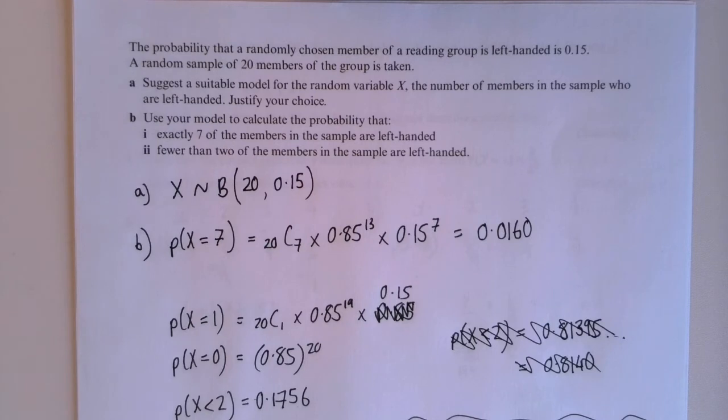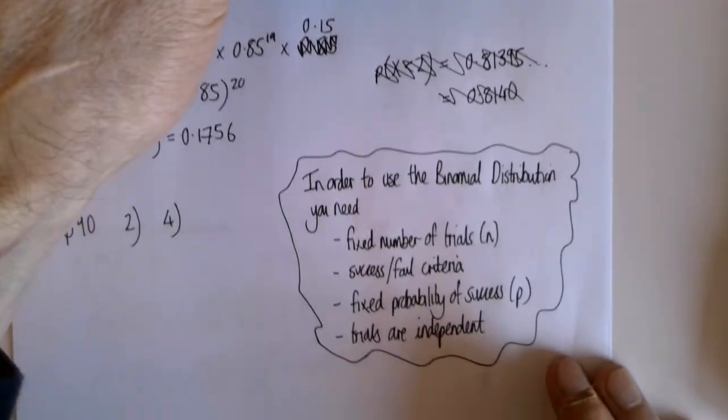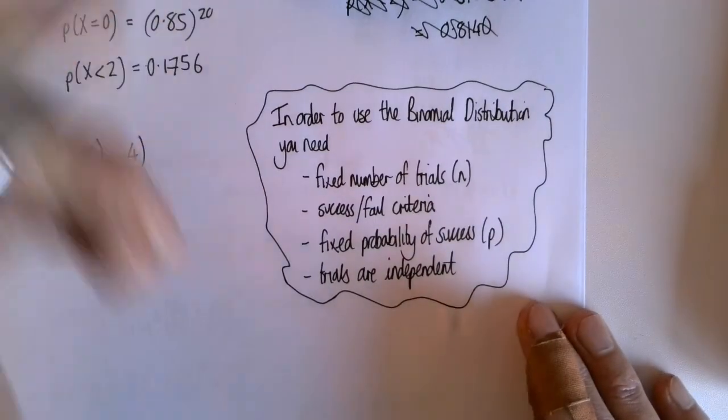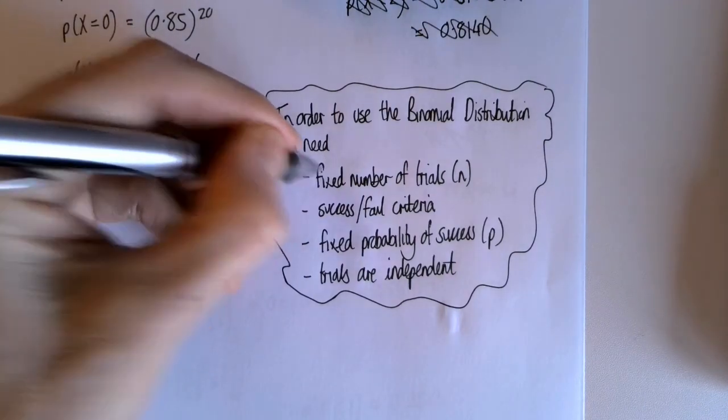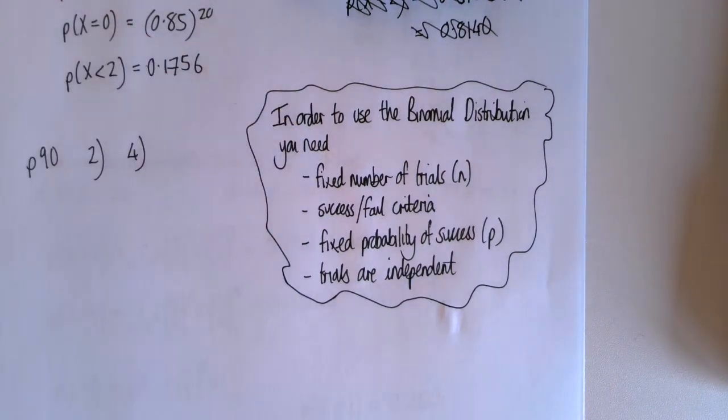So a situation can be modelled. The fact we're using the word modelled means that it's not perfect. Trying to take a real world thing and force it into a model, it's never perfect, but we can model it if we've got these things true. So it needs to be something we're doing a fixed number of times, so it doesn't work for driving tests, for example, because you don't take your driving test a fixed number of times, you keep going until you pass.